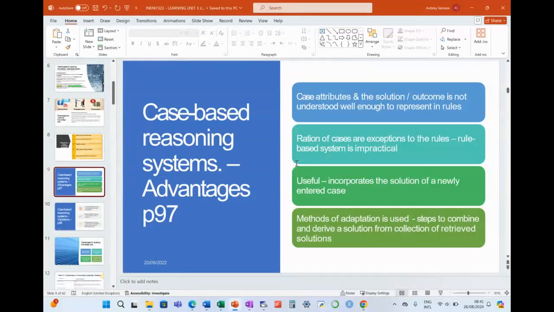All right. So here now they're just extending that further and saying, case-based reasoning systems, case attributes and the solution or outcome are not understood well enough to be represented in rules. Okay, remember, rules is very cutthroat, it's very straightforward. It's either a yes or a no. It's either this happened or it didn't. Remember, we say if statements. If Aubrey is 6 foot tall, then he can play basketball. Aubrey is definitely not 6 foot tall. So, can I play basketball? No, it's straightforward.